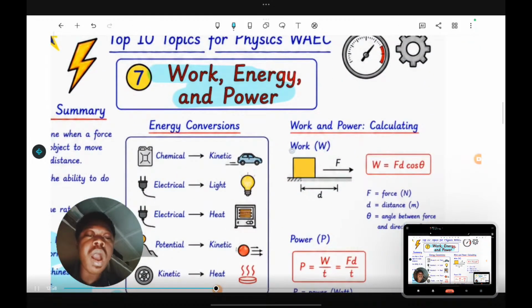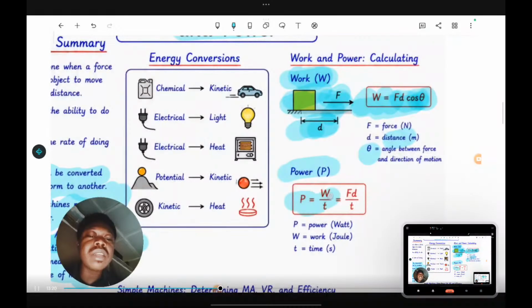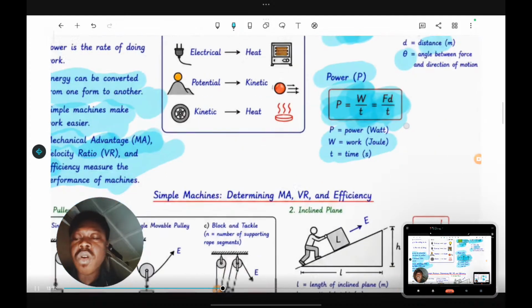Then for work and power, you can see that work is force multiplied by distance. The force you apply on an object and the distance that the object covers gives you work done. And if there is an angle, then work equals force times distance times cos theta. Then for power, power is work over time or energy over time, or you can say power is force times distance over time, depending on the parameters given to you. Take note of all this.